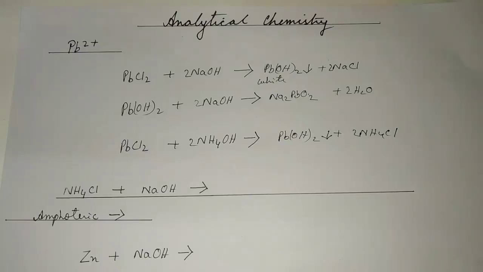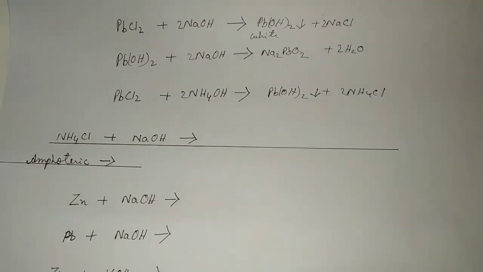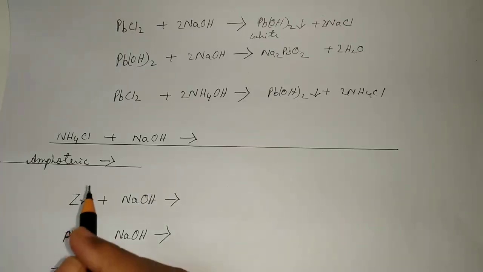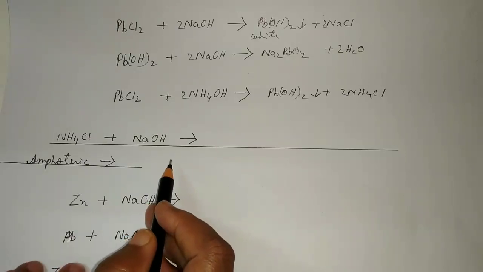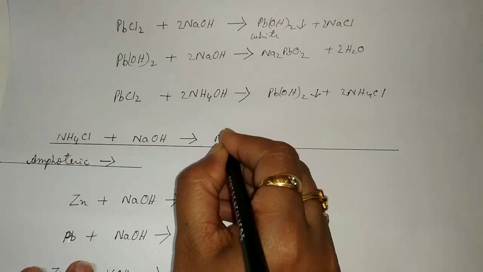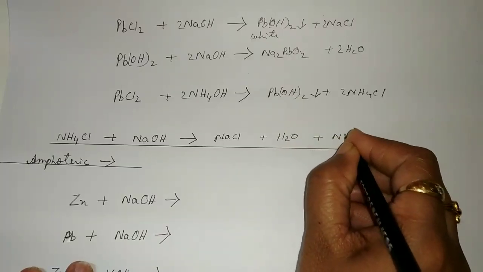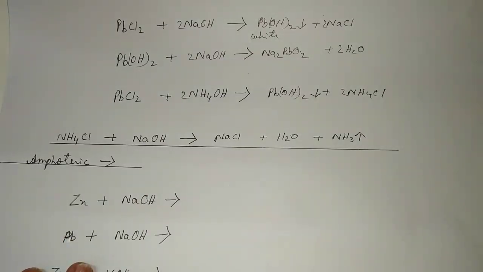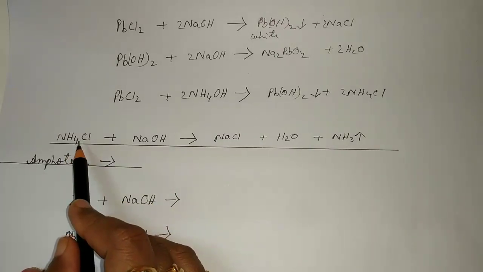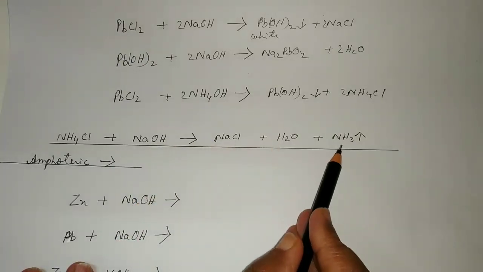So we have done with 6 salts. And now, ammonium salt, when it reacts with sodium hydroxide, we get a salt, we get water, and a colorless gas. So basically any ammonium salt with alkali, sodium hydroxide, will give you salt, water, and ammonia.